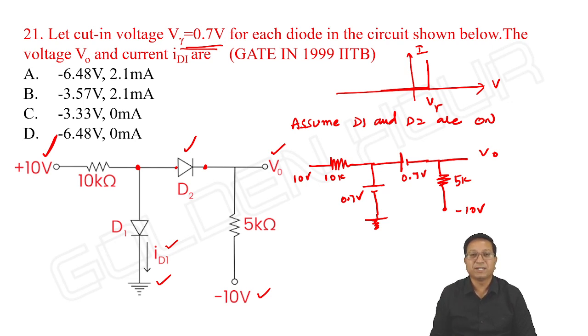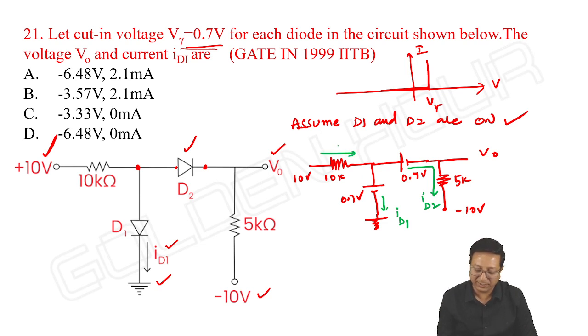It's not like simply finding the V output. First of all, we have to see whether our assumption is correct or not. After that we see what the value of the output is. Let me assume the current through the diode D1 as ID1 and current through D2 as ID2. First, let me take the total current as I, which is equal to ID1 plus ID2.